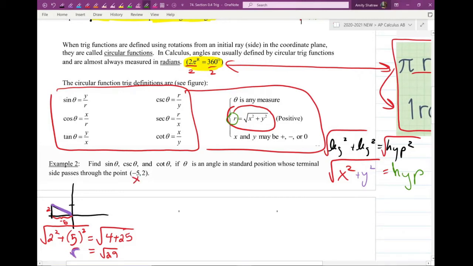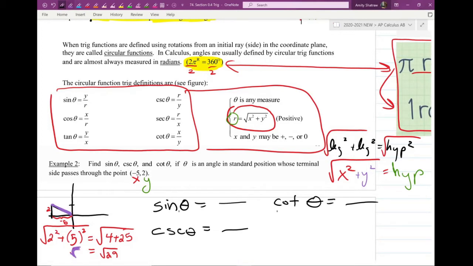Let's see, let's make y be green. And I know r. R is this purple. I should be able to find all of these relatively quickly. Sine of theta, cosecant of theta, something over something, something over something, cotangent of theta will also be something over something. So what are the somethings? I will refer to my handy dandy chart, and I will look for sine. R goes in the bottom here. Cosecant, R goes on top right here, because those are reciprocals, remember? And cotangent doesn't use R at all.